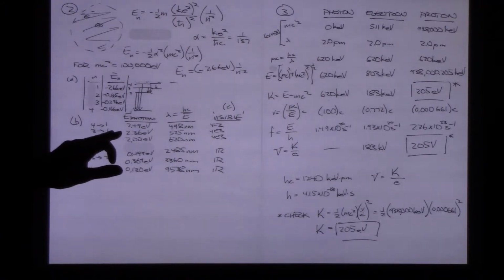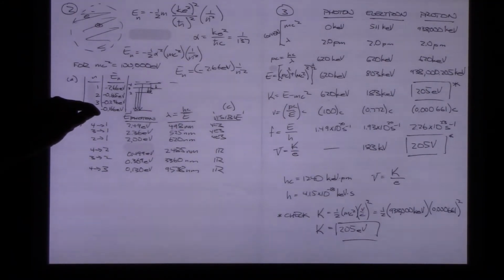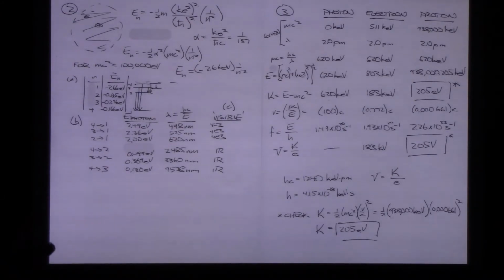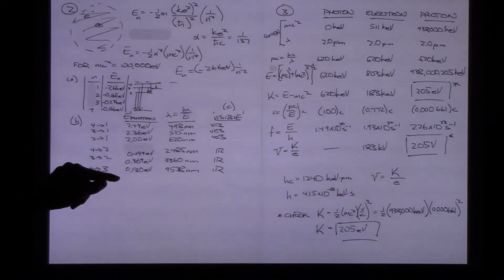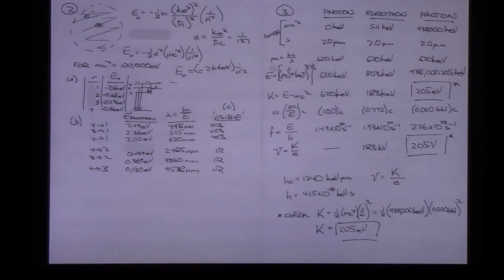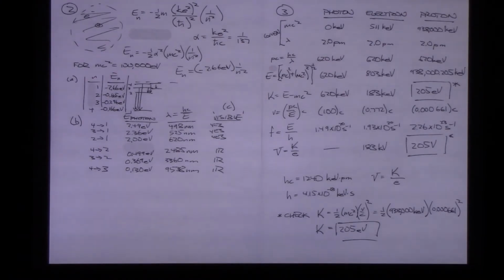And so the highest energy photons would be from 4 to 1, and by taking 2.66 and subtracting off 0.166, we get 2.49. And all the others are calculated the same way. So for all these energy photons generated in these transitions, we can go in now and find out what their wavelengths would be. So hc over energy, that's still going to work with the photons.